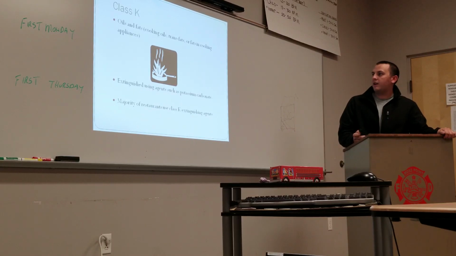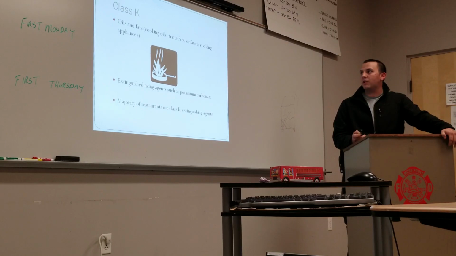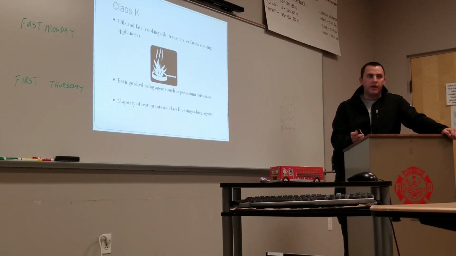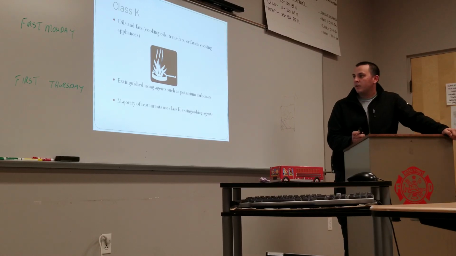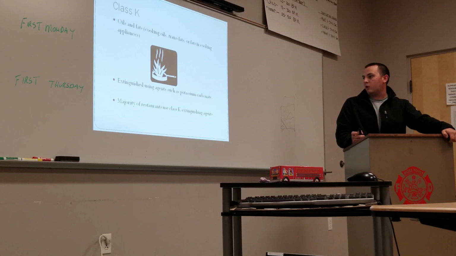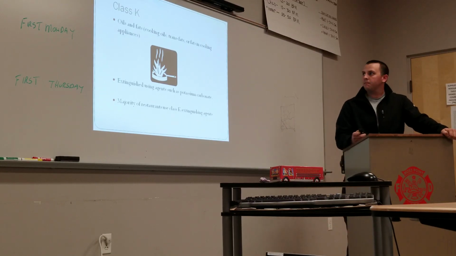Our Class K fires, oils and fats, such as cooking oils, fats in the cooking appliances, or trans fats. Our pictograph is a frying pan that's on fire. It can be extinguished using agents such as potassium carbonate. Majority of today's restaurants use Class K agents for extinguishing.